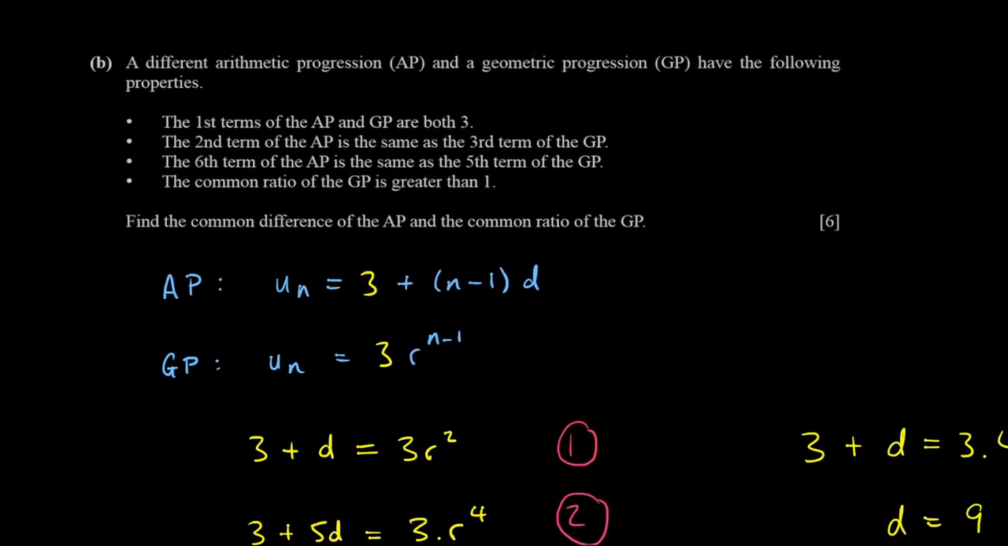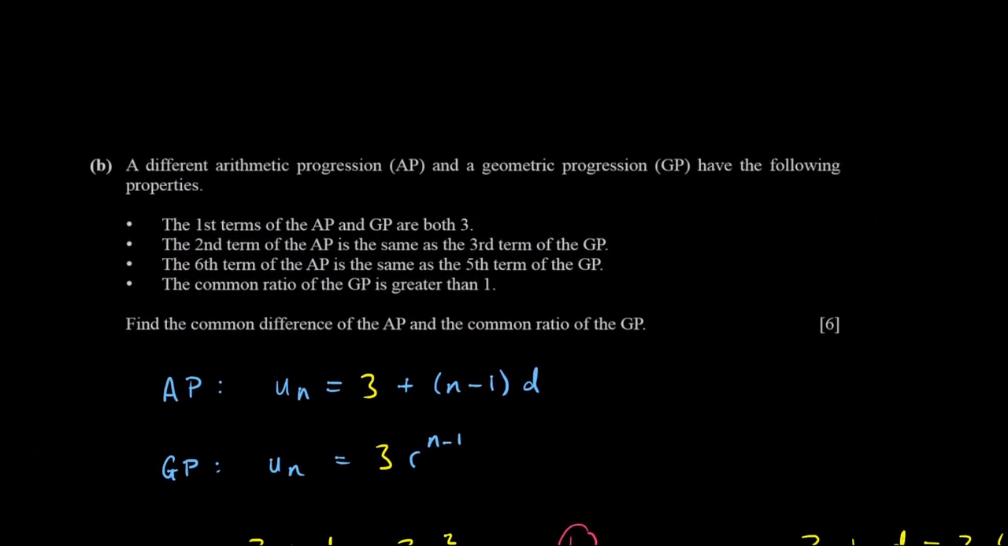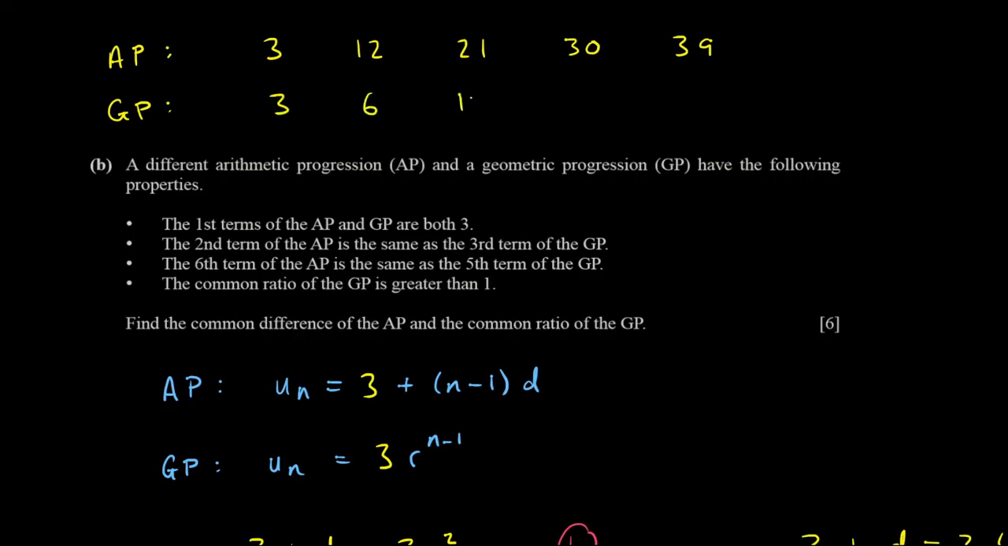Well, I think as a good rule of thumb, why don't we just double check our progressions, right? So we've got an arithmetic progression, and the first term is 3, and it's going up by 9. So the next term will be 12, and then it'll be 21. Yep, and then it'll be 30, and then it'll be 39. And then the geometric progression, the first term is 3, and if the common ratio is 2, then we're going to get 6, 12, 24, 48, okay?